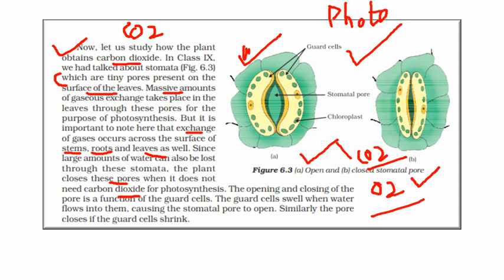Why do we call it a closed stomatal pore? Because at that time there is no need for carbon dioxide for photosynthesis. The opening and the closing of the pore is a function of the guard cells. So these are the two guard cells, and what is the function of the guard cell?